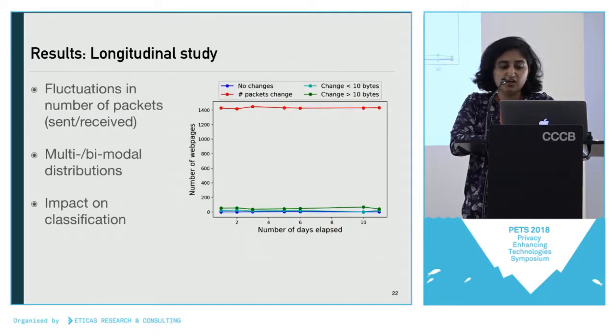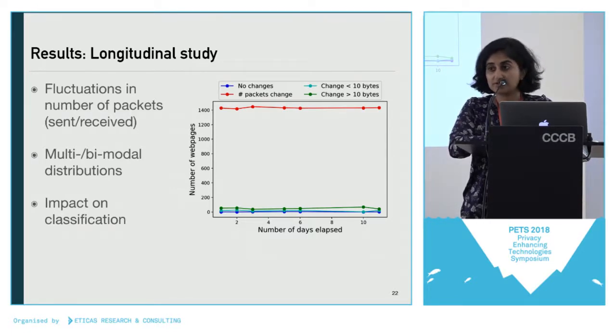So we look at the longitudinal study, and we see that this is over about 11 days, and we see there are large fluctuations in the number of packets that are being sent and received, and they follow a multimodal or a binomial distribution. And we are studying in more detail as to how there are variations in the number of packets as well as the size between web pages, as well as how the variations occur for a single web page. And these factors could have an impact on classification.